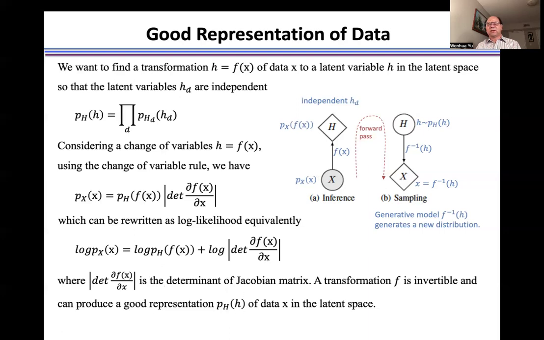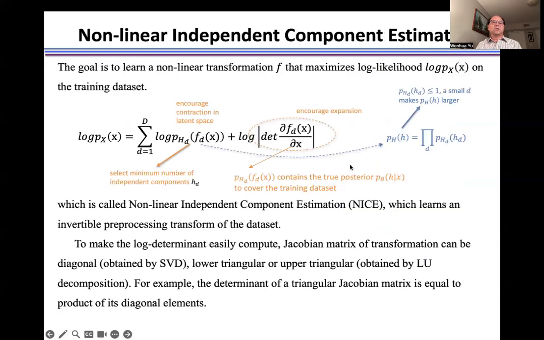A transformation f is invertible and can produce a good representation p_H of data x in the latent space. This is the inference model, and this is the sample model or generative model. We can use this forward path to generate a new distribution. The goal is to learn a nonlinear transformation f that maximizes the log likelihood on the training data set.